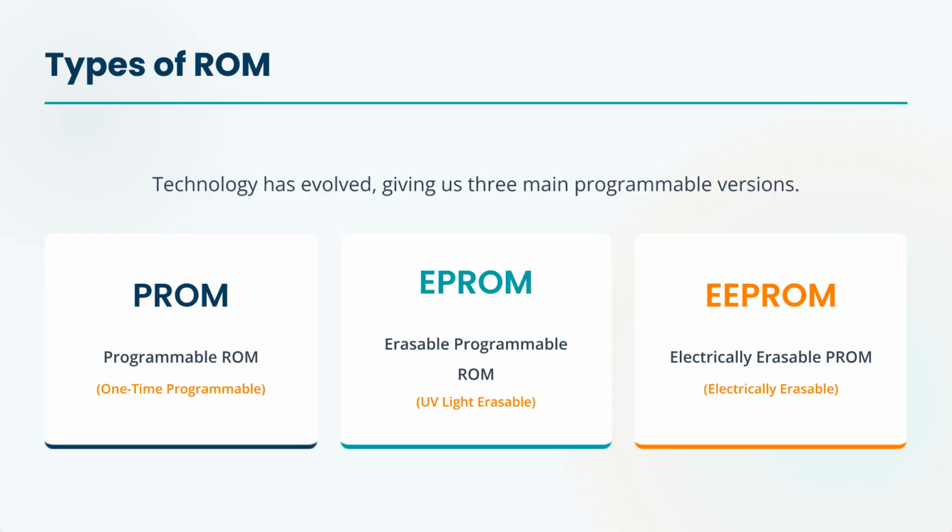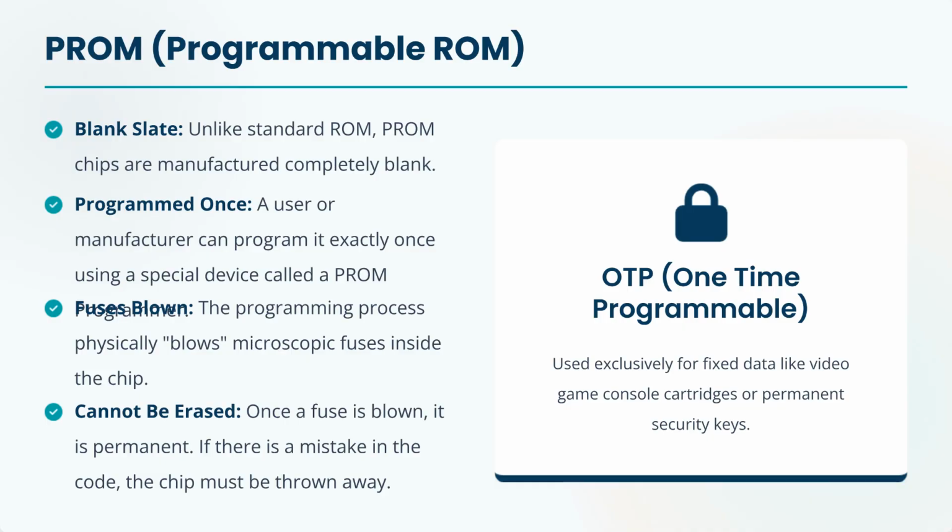As technology advanced, three main programmable versions of ROM emerged. These include PROM, EPROM, and EEPROM, each offering different ways of programming and erasing data. PROM, or programmable ROM, is initially a blank slate. It is programmed once, by blowing microscopic fuses inside the chip, making it a one-time programmable memory. Once the fuse is blown, it cannot be erased, making mistakes permanent.